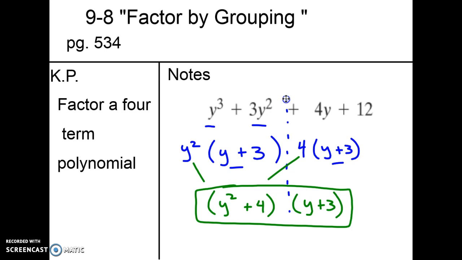I want to give you a chance to write that down, but I want to go through another example here.